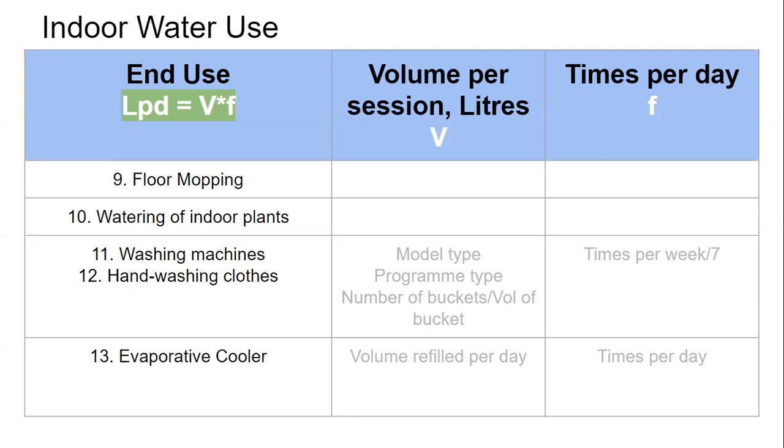Now let me talk about how to measure the flow rate. The way to measure the flow rate is very simple. Say you want to measure the flow rate of the kitchen tap used for dishwashing. You open the tap to the full, even though you may or may not be using it at full capacity, but that's the standard procedure to measure the flow rate.